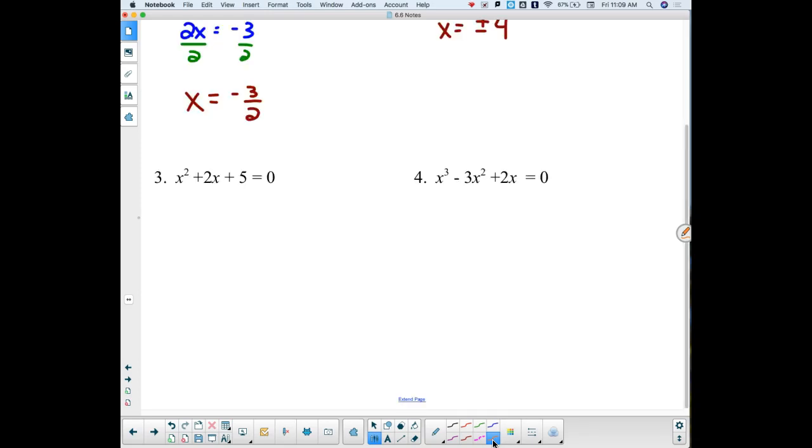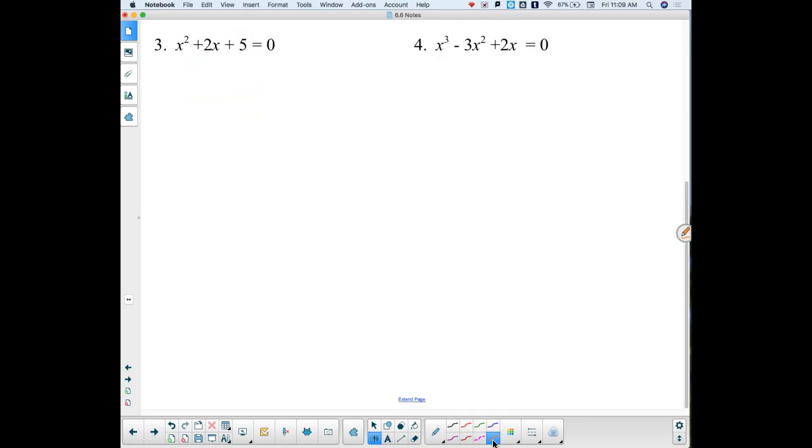Third one, how many answers should I get? Should get 2, because the degree is 2. How am I going to go about solving that one? Can we factor it? Are there 2 numbers that multiply together to be positive 5 and add to be negative 2? There should be positive 2. No? Okay, so I can't factor it. Now what?